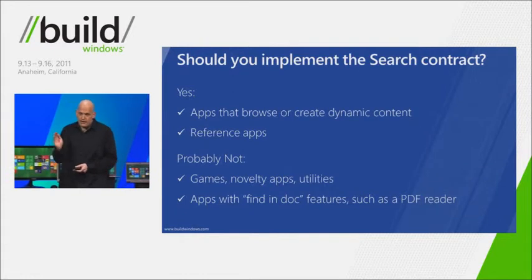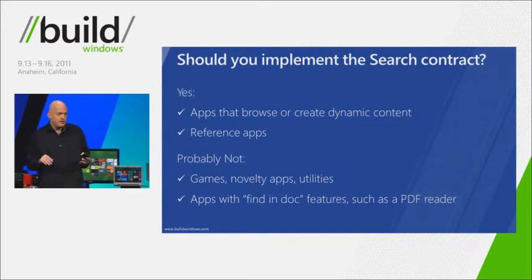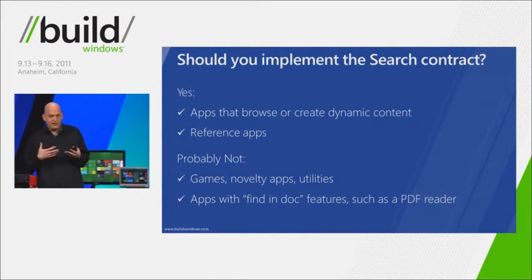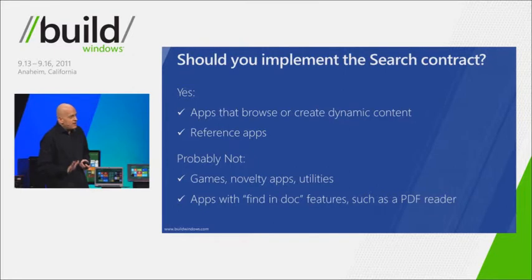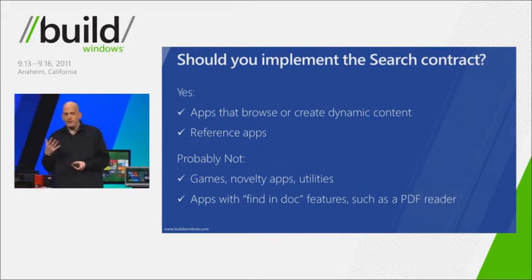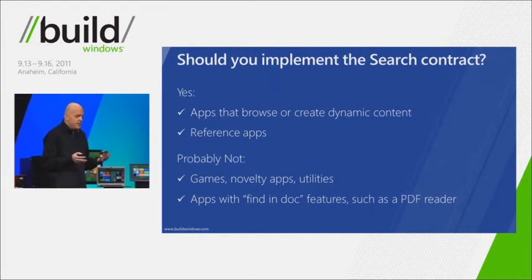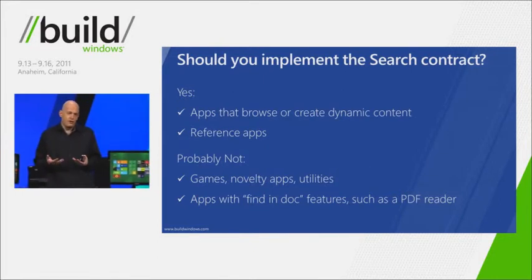If you are an app that browses or creates dynamic content, imagine that you have a store behind you that has stuff in it that's always changing, or you're a reference app, like a dictionary or thesaurus, then you should implement the search contract. Just because the contract's there doesn't mean you should implement it, though. We don't need 800 apps in that list that are just searching things that are not likely for the user to actually go looking for. So if you're just a game, or a novelty app, or a utility, it's a great app, but you probably don't need to do search, because you probably don't have something interesting to search within you.